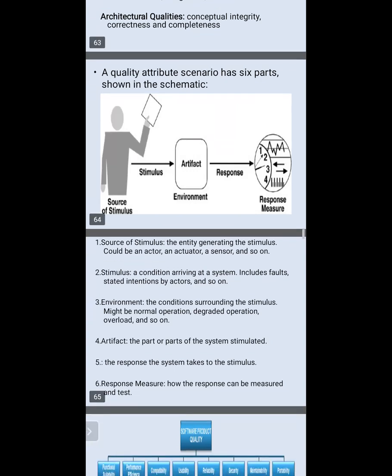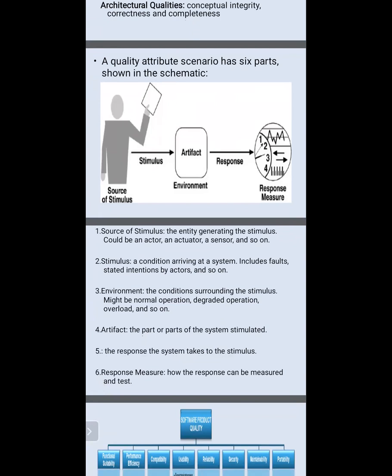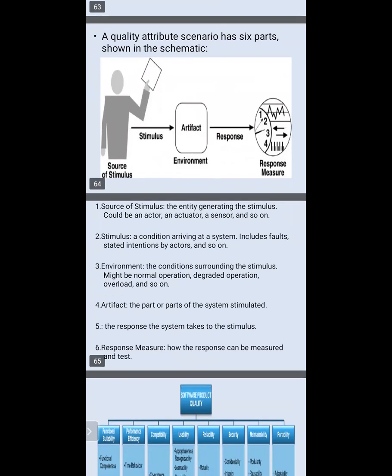If you observe here, the entity generating the stimulus could be an actor, an actuator, a sensor, and so on. That is the source. When we are giving some response, that will be treated as a stimulus. A condition around a system includes false stated intentions by actors and so on. For example, if we want to know about some report, how are we receiving the report? We are receiving it from some particular source. That will be referred to as the source of stimulus. In the case of stimulus, here also the data will be entered by the user.